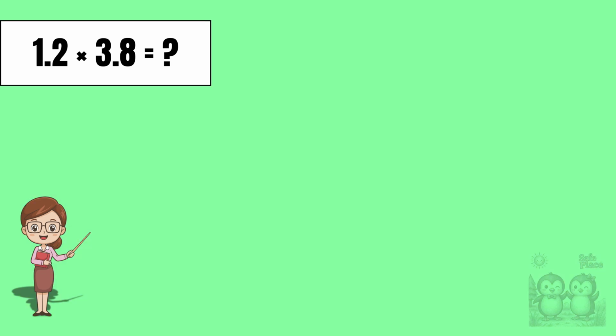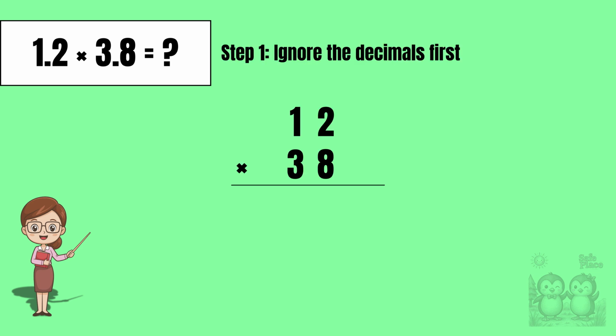We finished our first calculation. Now we solve our second equation. 1.2 times 3.8 equals. First, we ignore the decimal points for a moment and multiply 12 by 38. First, multiply 8 by 2. 8 times 2 equals 16. We write down the 6 and carry over the 1.